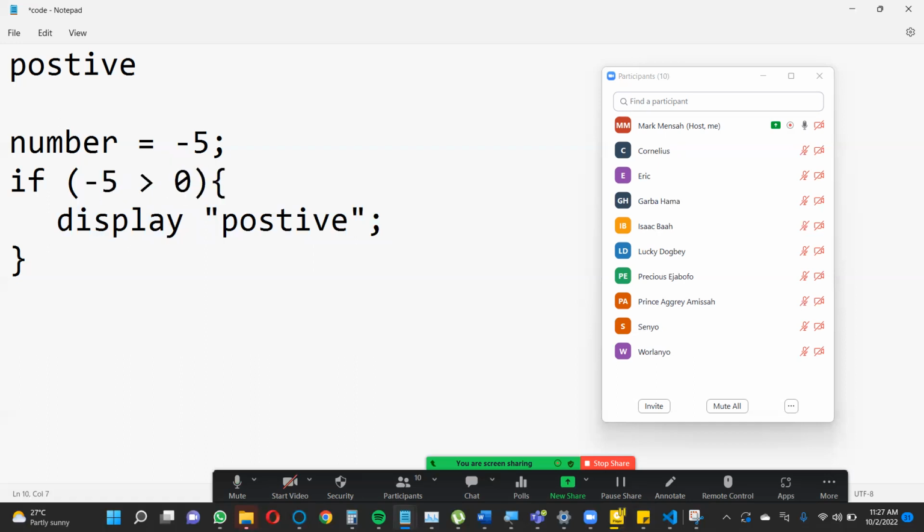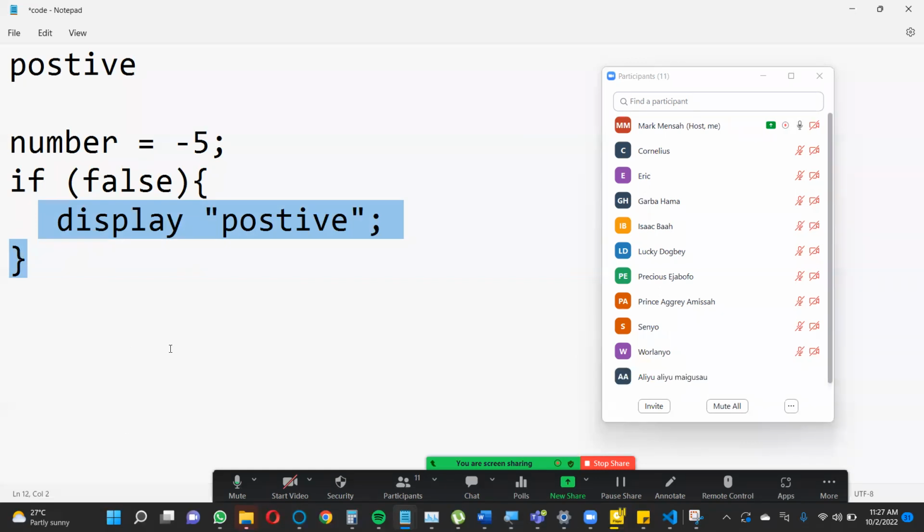Now, if the number we have here is -5, this section here will change to -5. Is -5 bigger than 0? No. That means this would evaluate to false. Hence, this section here will not be displayed.